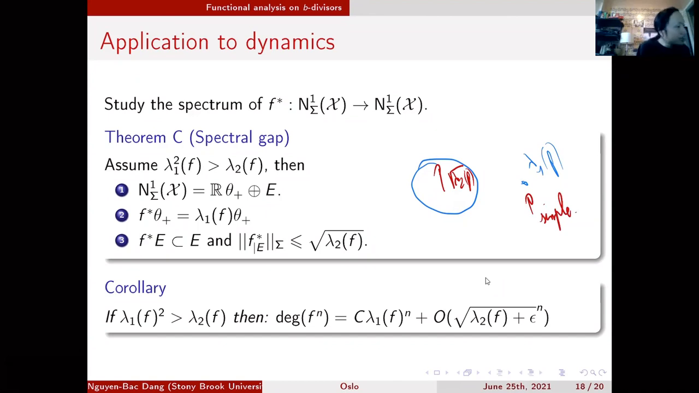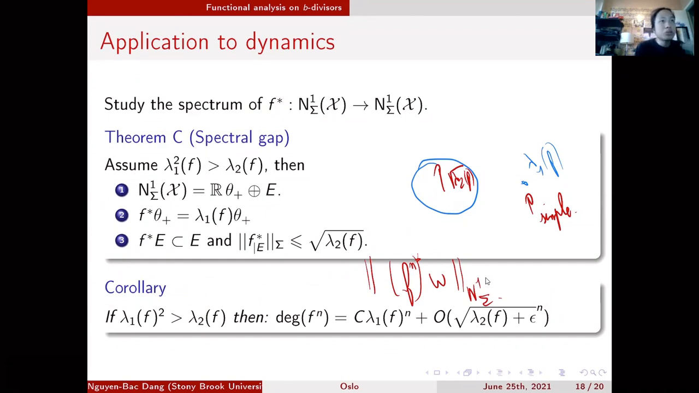And once you have this statement, then you can deduce that the degree of f^n, when lambda1 squared is strictly bigger than lambda2, grows purely exponentially. So it follows from this statement, basically. Because you start with the class omega, and you start pulling it back, and you calculate its norm in N1 sigma. And this norm is going to grow like the degree of f^n.